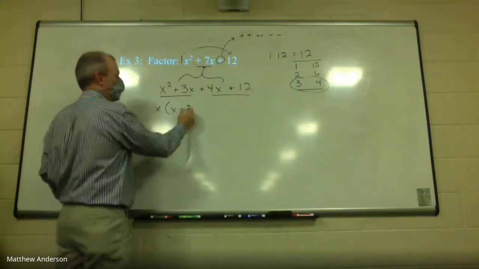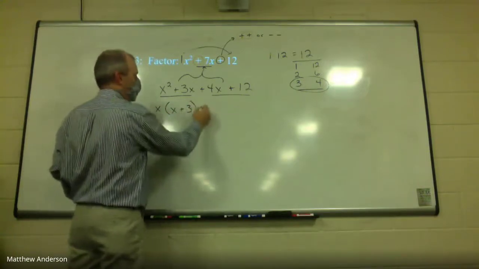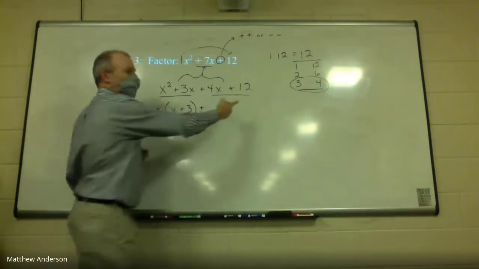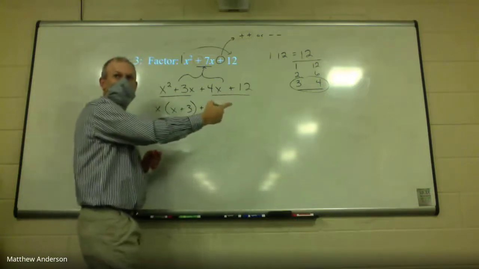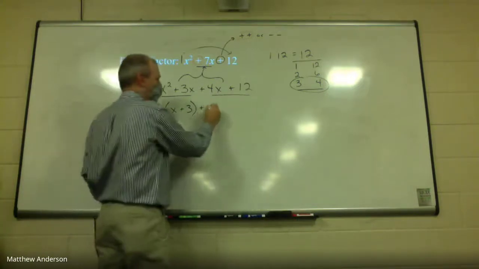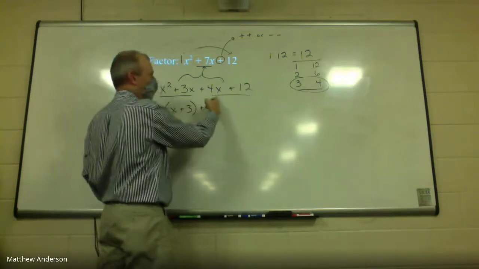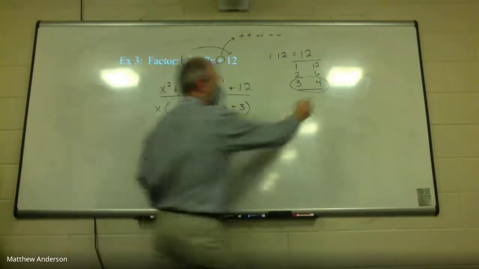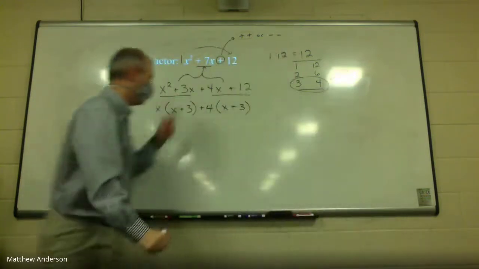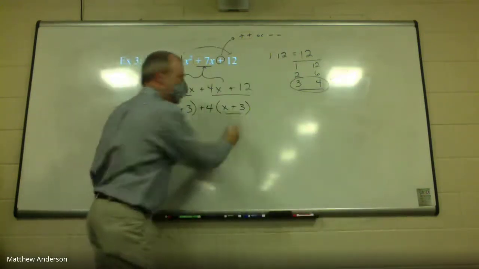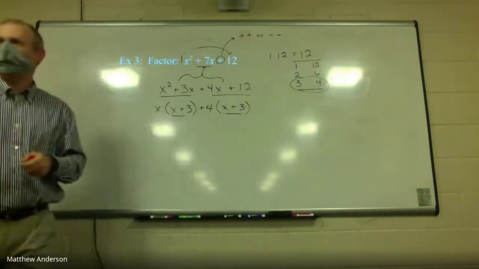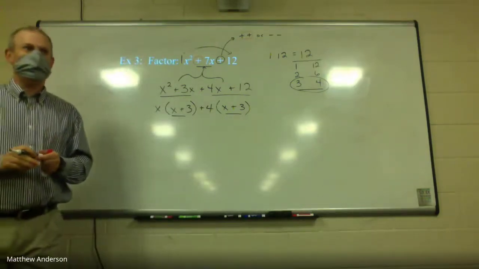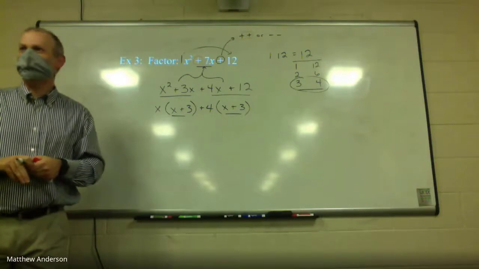X plus 3. Then we take this plus sign, and what can we factor out of the second group? Is everybody okay? There's a 4 there? So we're dividing out a 4. What's going to be left here? X plus 3. Now, if we did this correctly over here, we should always have a common factor to factor out. Okay? If we don't get a common factor, we did something wrong.